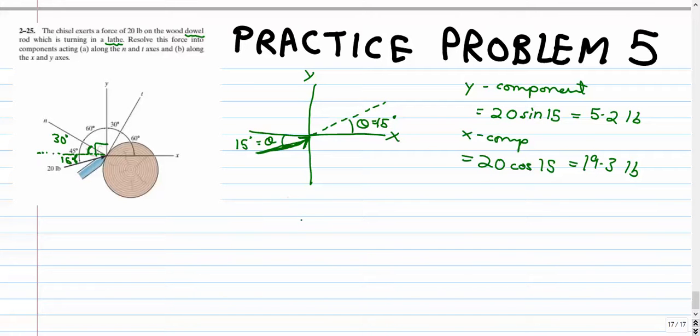Alright, now let's do the N and T axes. These axes are called the normal and the tangential axes. And we'll deal more with these axes in the dynamics course. This is the N axis, this is the T axis.